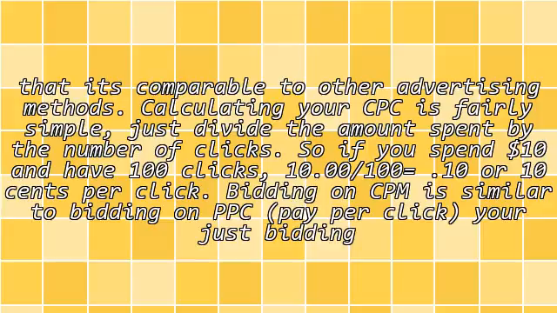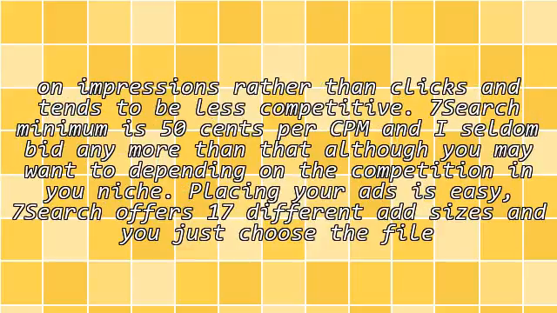Bidding on CPM is similar to bidding on PPC, pay per click. You're just bidding on impressions rather than clicks, and it tends to be less competitive. 7 Search's minimum is 50 cents per CPM, and I seldom bid any more than that, although you may want to depending on the competition in your niche.